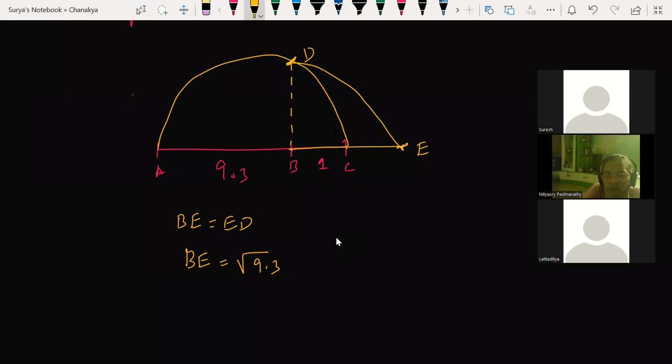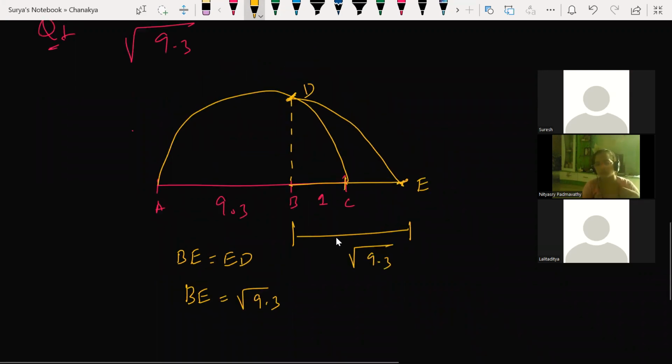Look at this here. This BE length I have, this is my square root of 9.3. Okay, this is how we can represent it. If you draw something like this in your exam, that is quite enough to represent the square root of numbers on the number line. Lalit, got the point? Sir, so B is 9.3, right? Root 9.3. Sorry? So the length of the line B is root 9.3, right?